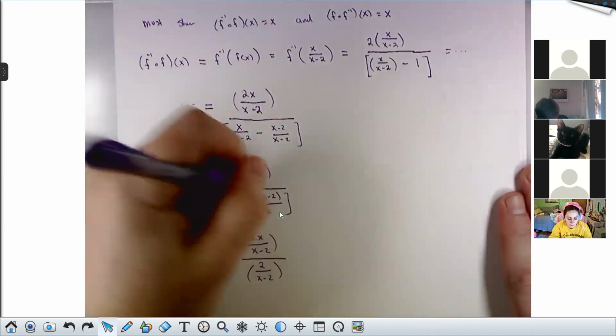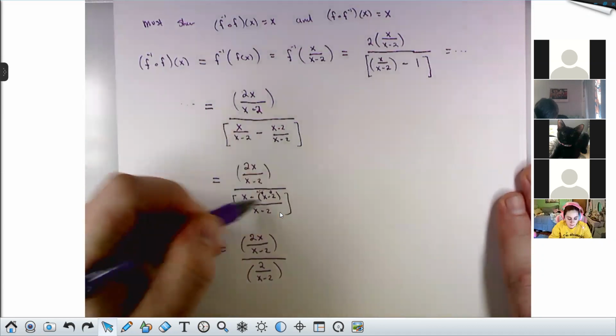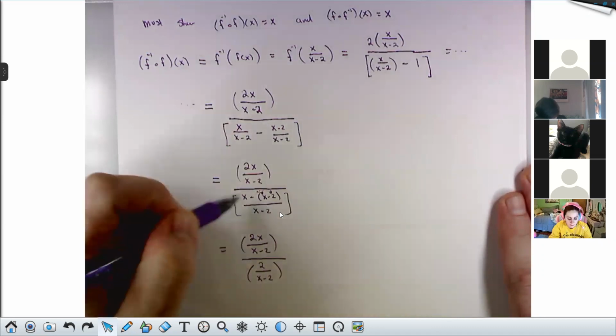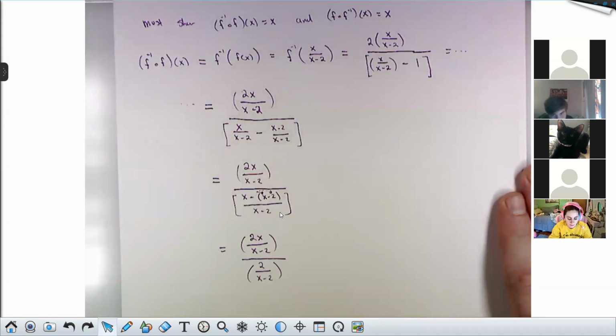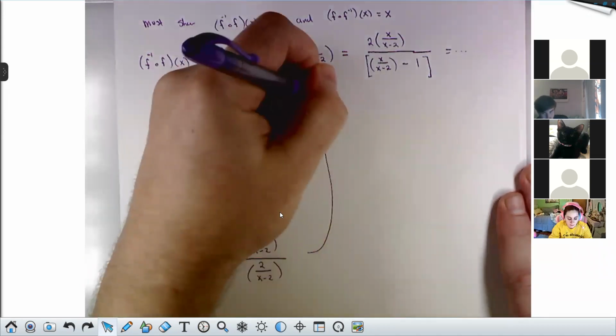Right, we distribute this negative. The x here becomes negative, the 2 here becomes positive. x minus x is 0x, and then minus 2 is positive 2. I'm going to bring it over here now.